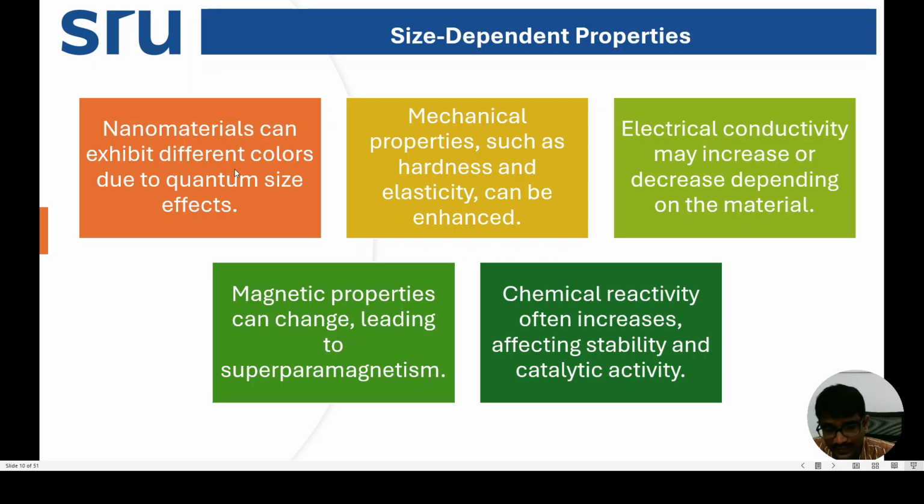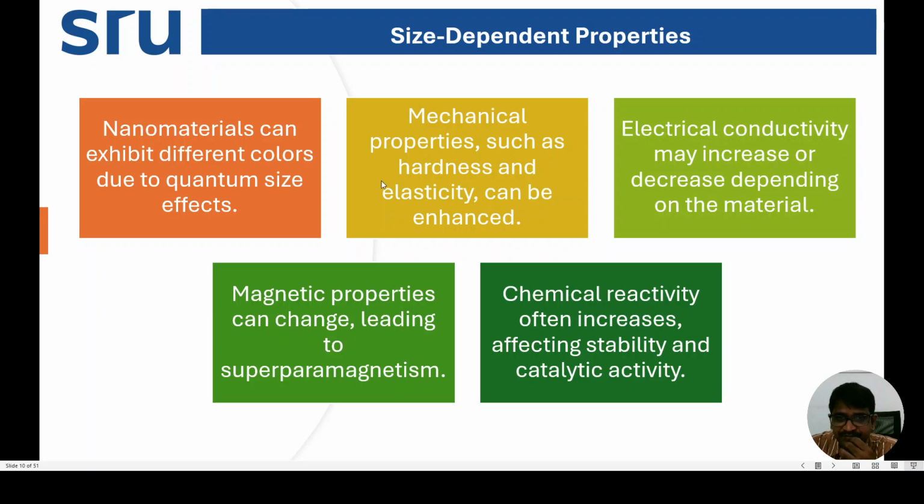For example, if you take gold, gold is yellow in color. If you see a ring, chain, bracelet, whatever, all the gold ornaments look yellow. But the same gold at nano size is not yellow. It is in some other color. I will show it later. So nanomaterials can exhibit different colors due to quantum size effects.